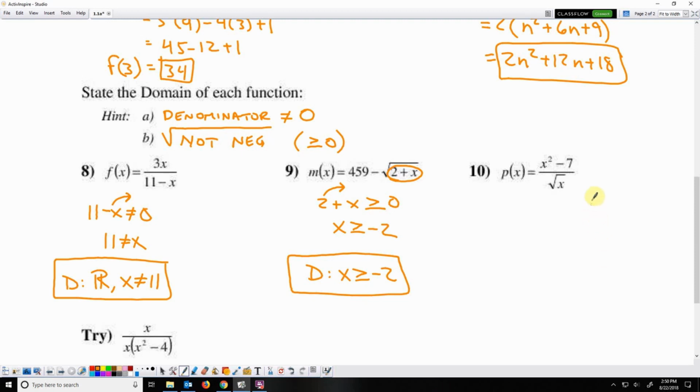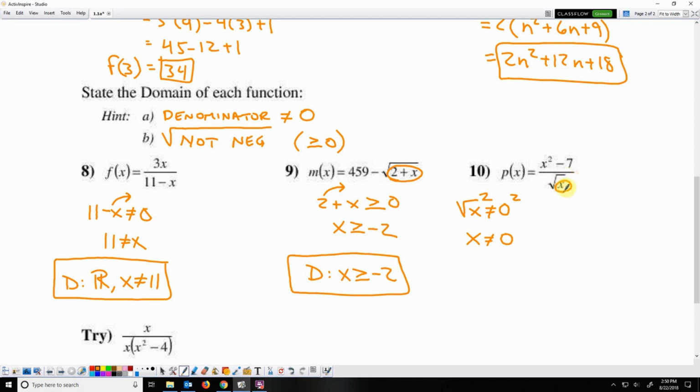And number 10, I do have a variable in a denominator, so hint A applies. So this entire denominator, the square root of x, cannot be equal to 0. So I'm going to go ahead and solve that by squaring both sides. So x cannot equal 0 squared is 0. X cannot equal 0.